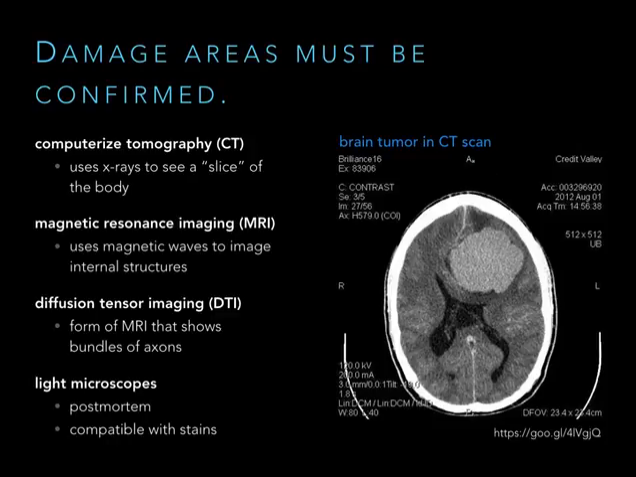So you can use CT, or computerized tomography. This is going to use X-rays to create little slices through the body. And you can use this anywhere. Of course, in the world of neuroscience, we use it on the head to look at the brain.